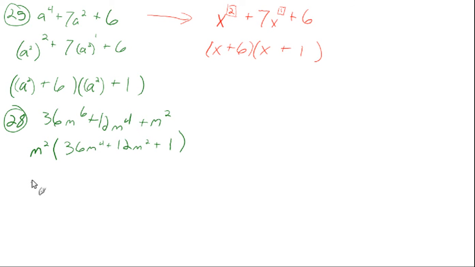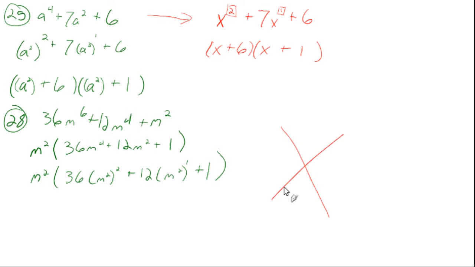So now we have a quadratic. It's 36m squared squared plus 12 times m squared, but now to the first power, plus 1. That is a quadratic. So now we factor this just like we would any other quadratic, as if this were x squared and x to the first. And since this coefficient out here is not 1, we like to use this method. We do a times c, so that's just 36. This is 12. So what multiplies to 36 and adds to 12? That would be 6 and 6.